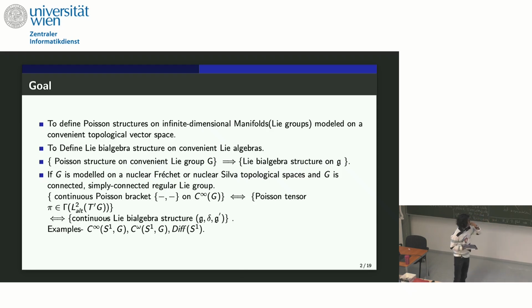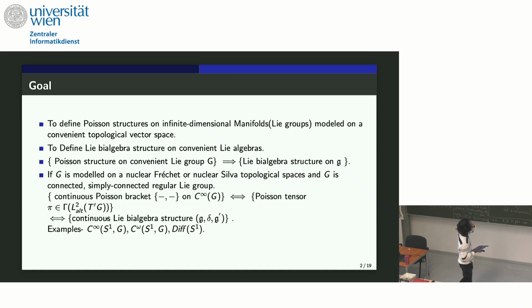This direction works in much more generality. But for the converse part, we have to assume that the Lie group is modeled on a nuclear Fréchet or nuclear Silva space, which are just a particular case of convenient topological vector space. If you don't remember the definition, these nuclear Fréchet and nuclear Silva spaces are just the projective and direct limits of Hilbert spaces, with the linking maps being trace class operators.